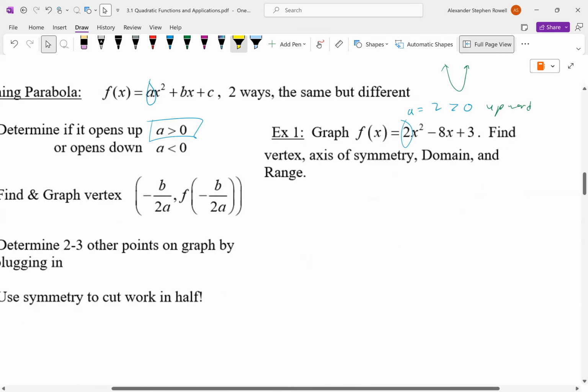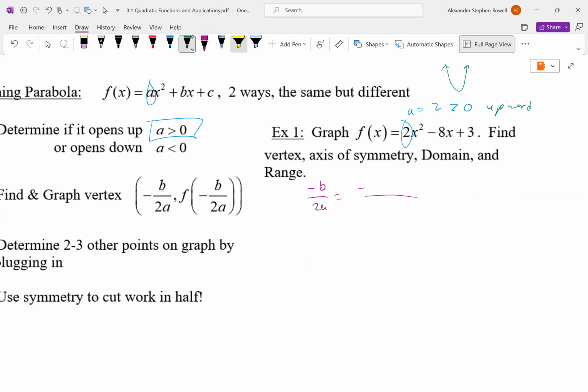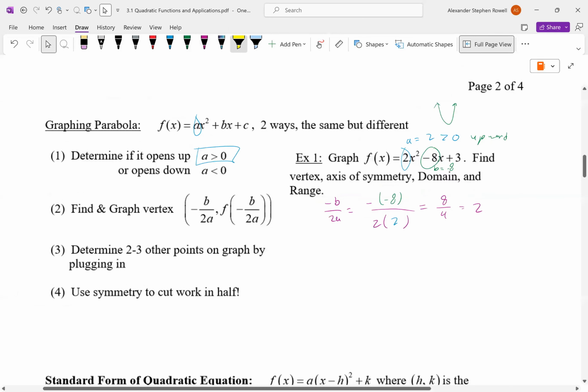Let's find the vertex. So to find the vertex, we need negative b over 2a. What's my b value? Negative 8 is b. Negative 8. Okay, 2 times a. What's a? 2. We simplify, and we get positive 8 over 4. 2 is the x value of the vertex.